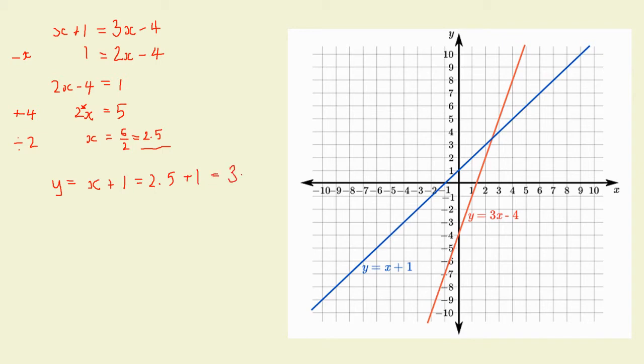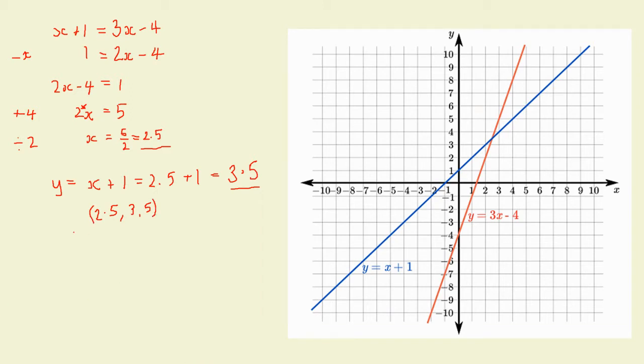Now, if I'm asked to say the coordinates of where the graphs have their point of intersection, I would put the x coordinate first and say they cross at 2.5, comma 3.5, comma always for coordinates, and always remember you have a bracket at the front and a bracket at the end. And that is my point of intersection.